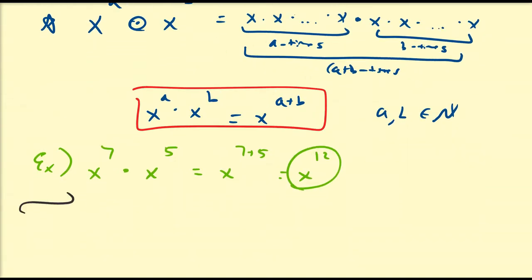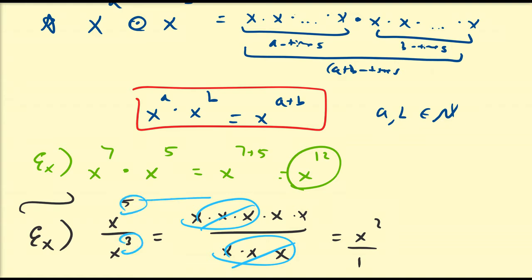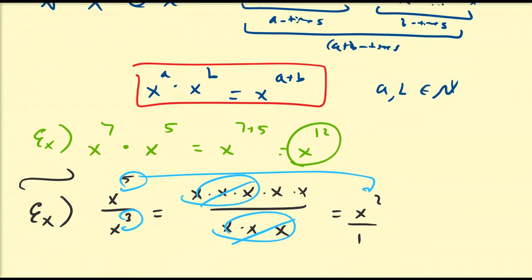Alright, so let's work on our next property. So what if we have, say, x to the 5th divided by x cubed, right? So what is the quotient rule for exponents? So we know we can rewrite this as x times x times x times x times x all over x times x times x. Clearly there's three x's, which is a common factor of top and bottom, so they can cancel. So we're just left with x squared on top over 1, right? So how can we quickly get from 5, 3 all the way to 2? Well, that's just 5 minus 3.